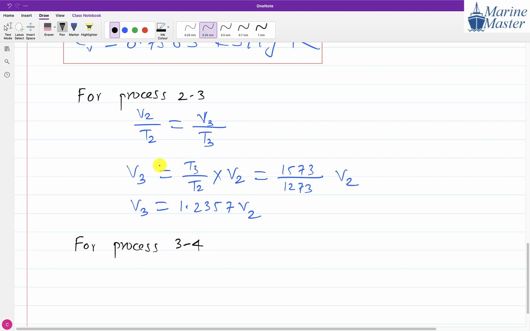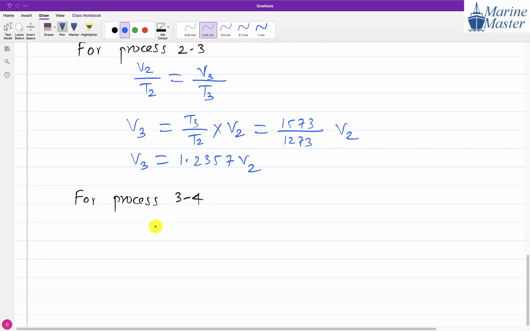3 to 4 will be what? 3 to 4 will be temperature and isentropic. And the temperature and volume relation for isentropic will be what? T4 by T3 is equal to V3 by V4 raised to the power gamma minus 1.